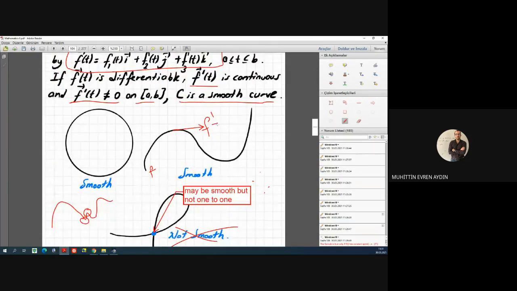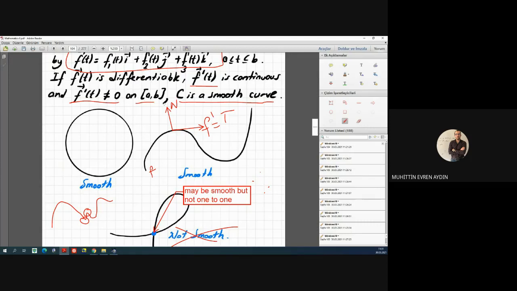Here is the tangent, let's say T, and geometrically N is perpendicular to the tangent vector T. Here is the second derivative of f. But as I said before, this fact holds only if the speed is constant. Okay.